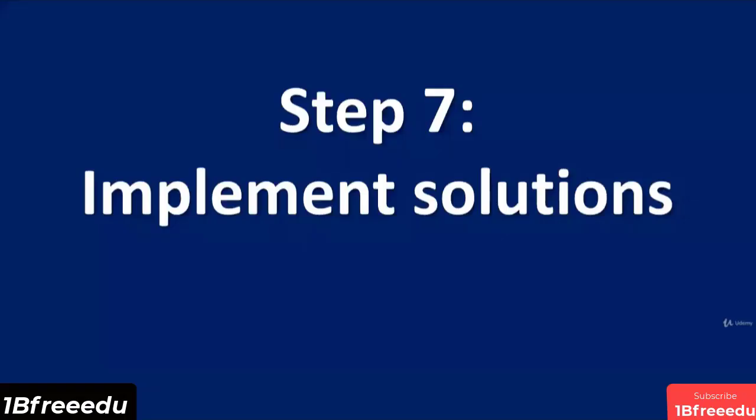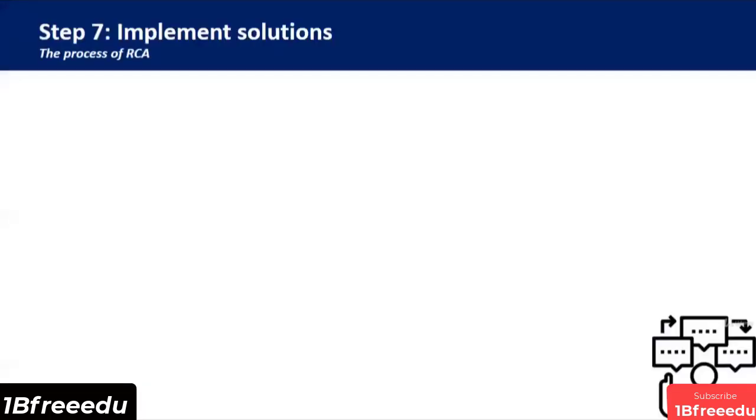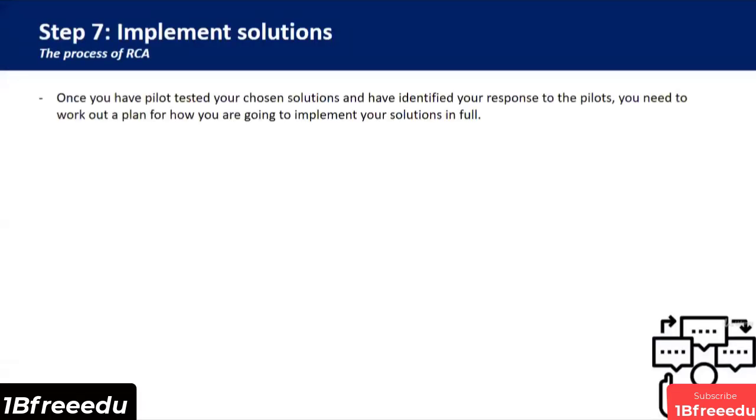So the 7th step of this process is where you actually implement your chosen solutions. So once you've pilot tested your chosen solutions and you've identified your response to those pilots, so you've amended them, you've tweaked them, you've changed the approach, you then need to work out a plan for how you're going to implement your solutions in full.